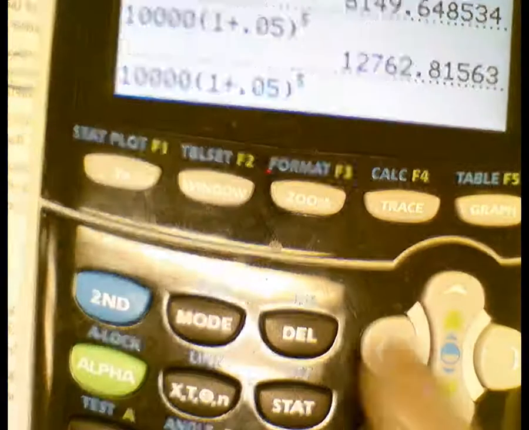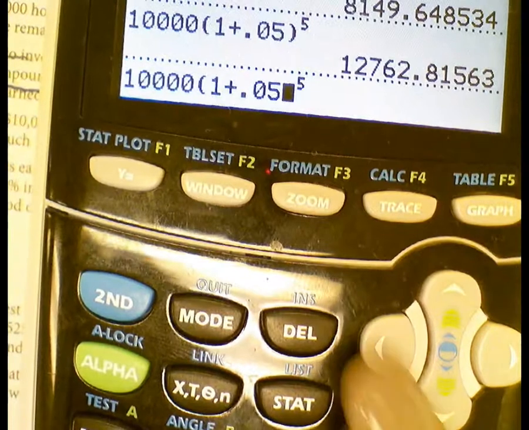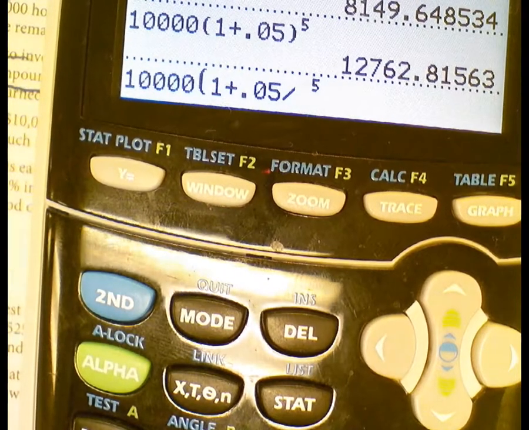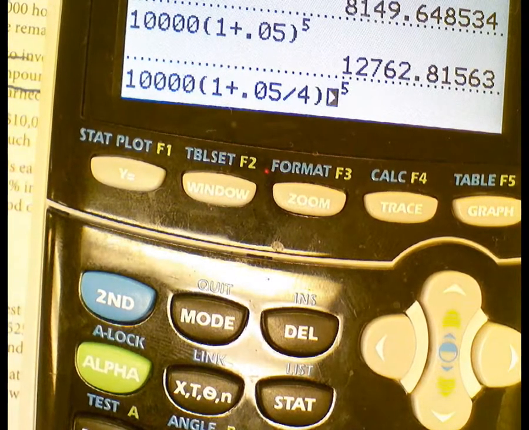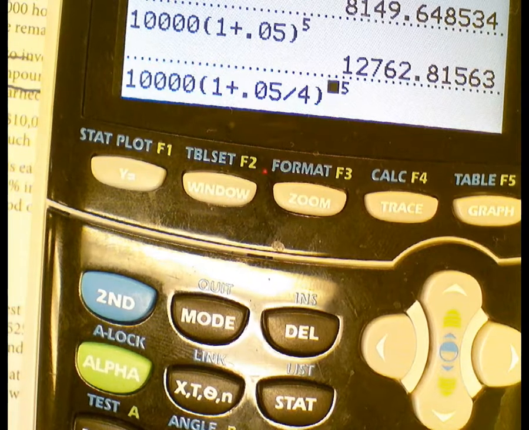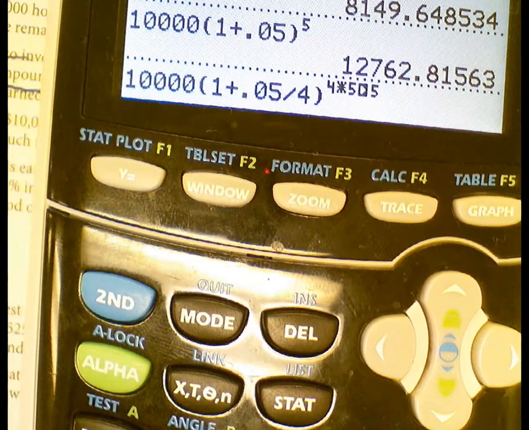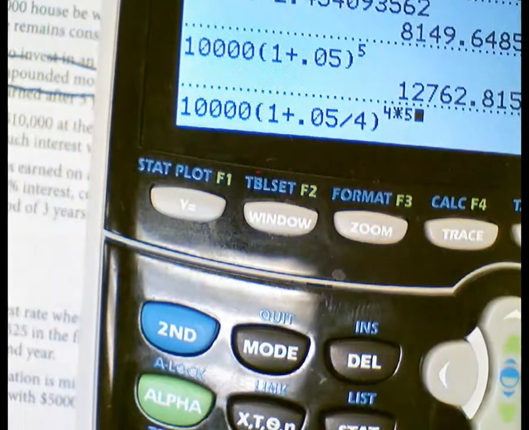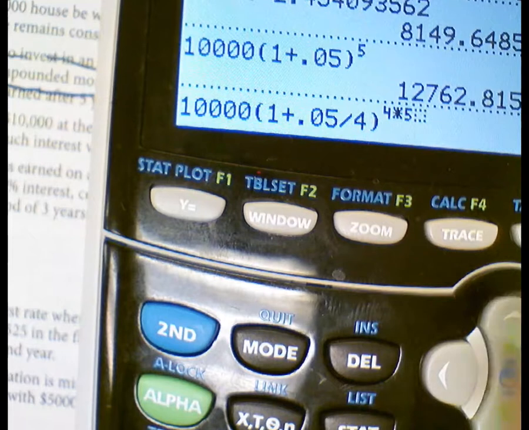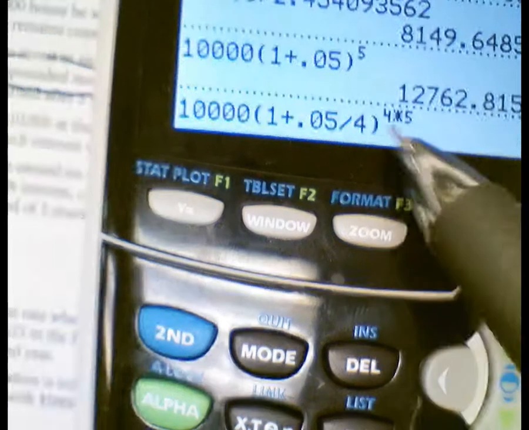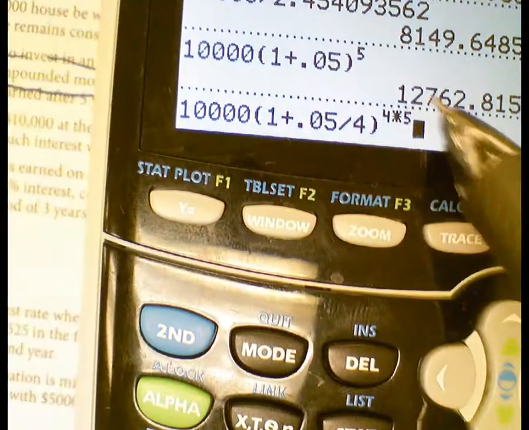All right, so I'm going to go backwards. So this part right here, I'm going to press divided by 4 because it's quarterly. Raised to the 4 times 5. So when you do quarterly, oops, I need to get rid of this other 5. All right. So it's quarterly. Do you see how I put the 4s in there? But it's still for 5 years.